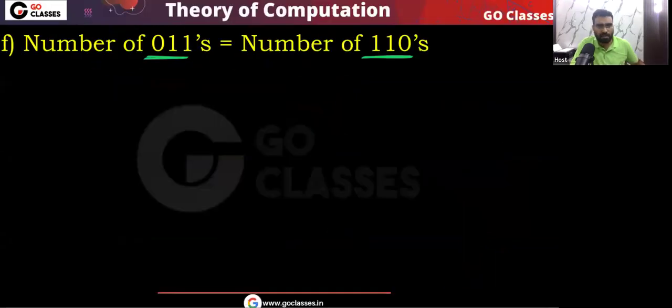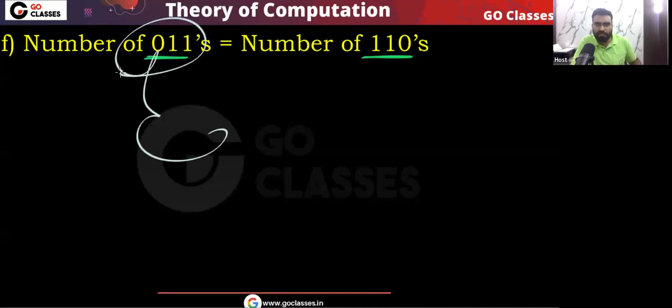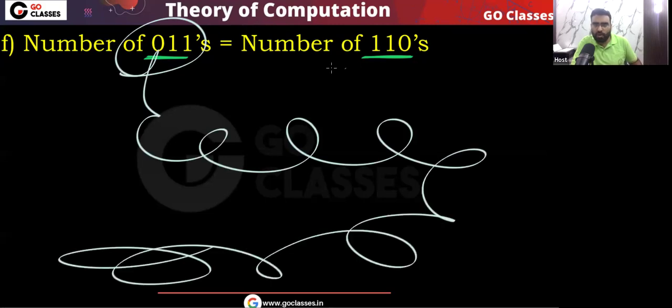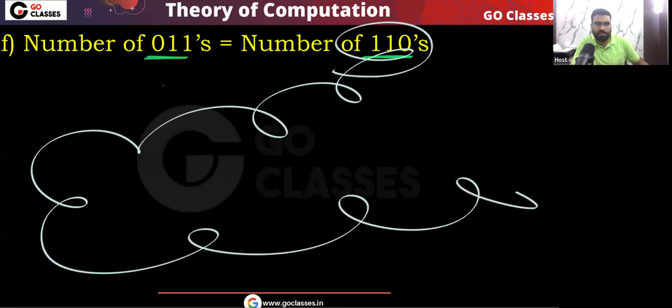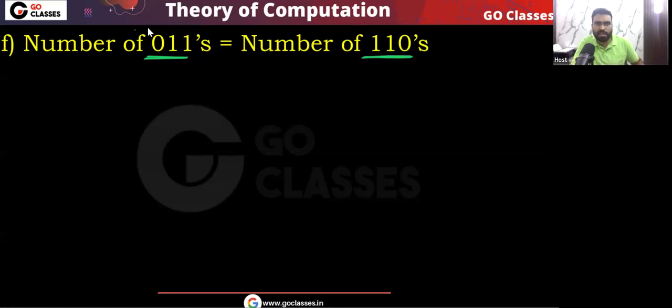Let's see this one. Please tell me the answer for this question: number of 011 equal to number of 110. What about this one? Are they dependent? Can you repeat it freely without this? And can you repeat it freely without this? Just try. Let me try my best.